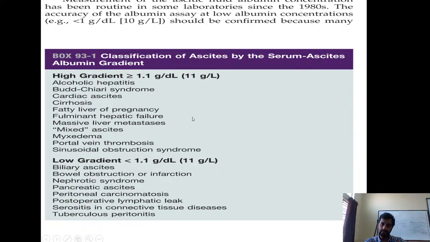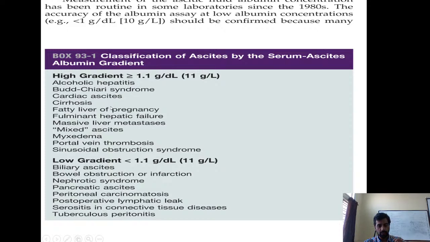See, all these cases have portal hypertension in common. Whenever there is alcoholic hepatitis, there is swelling of hepatocytes and compression of sinusoids. In Budd-Chiari syndrome, there is obstruction of the hepatic vein causing portal hypertension. In cardiac ascites, because of the back pressure from the heart into the hepatic vein and into the portal vein, there will be portal hypertension. In cirrhosis, anyway, because of the fibrosis, there will be portal hypertension.